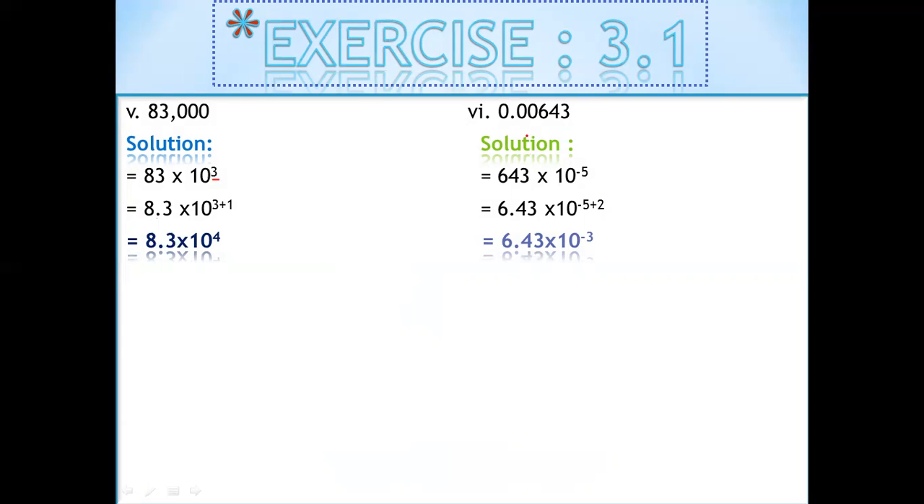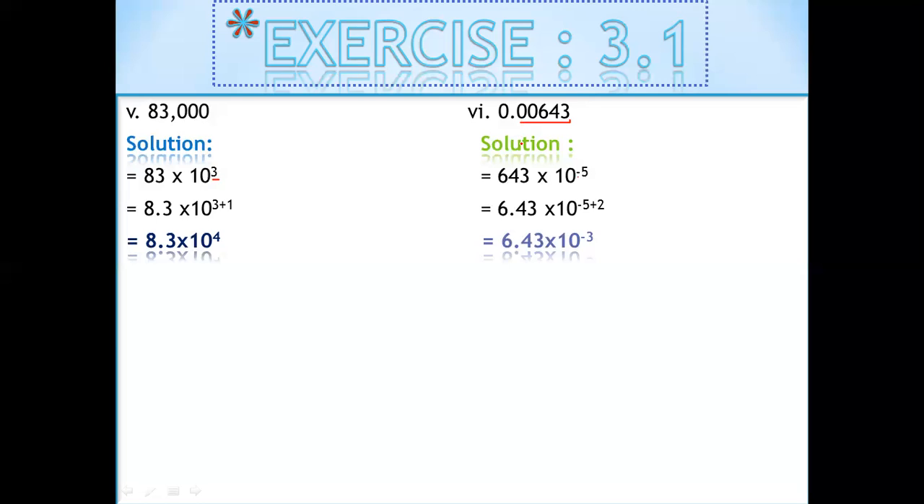Sixth part is 0.00643. Now our number starts with the decimal. When we have this type of situation, we cannot write the answer directly in the power of 10. First you remove the decimal and count how many digits are after the decimal. Then according to those digits we put the power of 10.